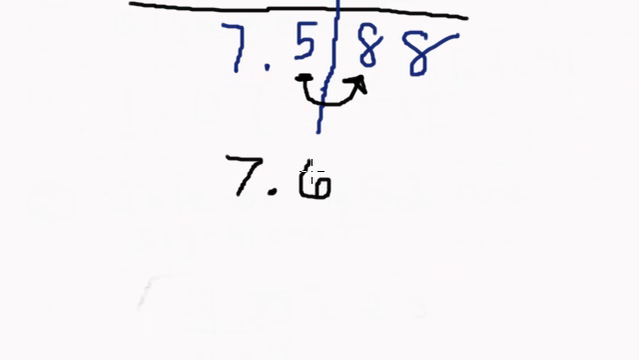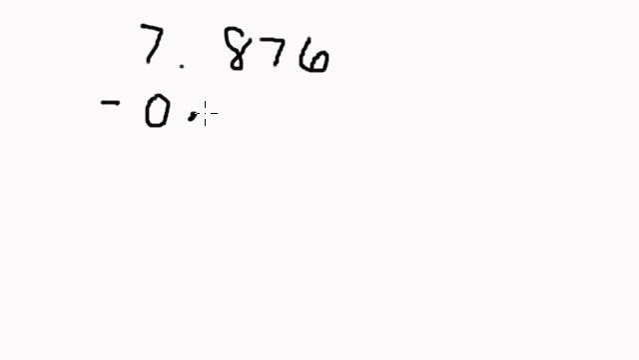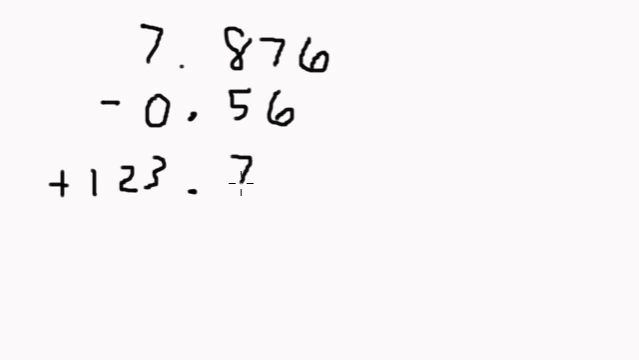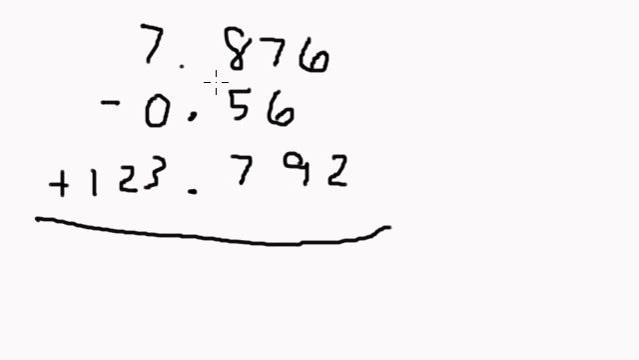Okay. Let's do one more example. Let's say we have 7.876. Okay, make sure you align everything. Minus 0.56 plus 123.792. Okay, so that's the first step. You need to make sure that everything is aligned. Every decimal point is under the decimal.